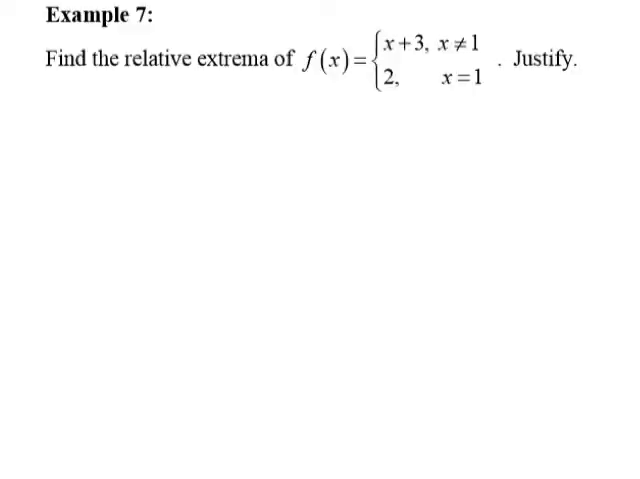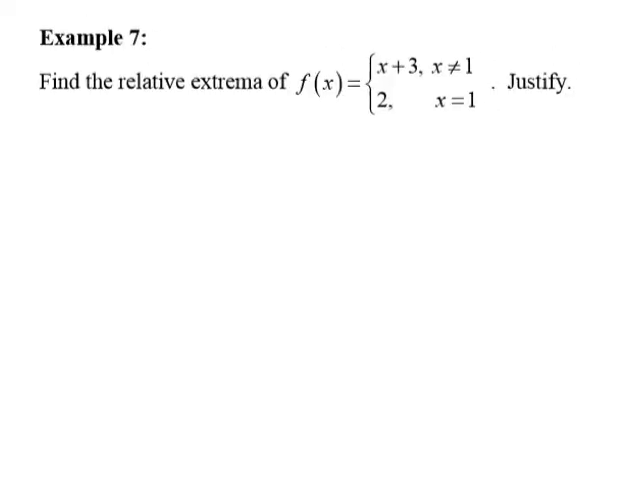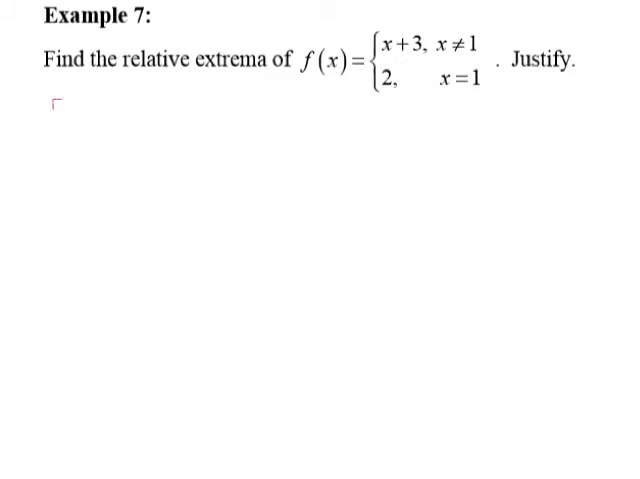Alright, example 7 is unique in the sense that if we take the derivative, because that's always going to be the first step, we find that the derivative is equal to 1 or 0. And if that's the case, we can't use the first derivative test for the extrema because we don't have a possibility for the derivative to change from positive to negative. It's either positive or 0 always.